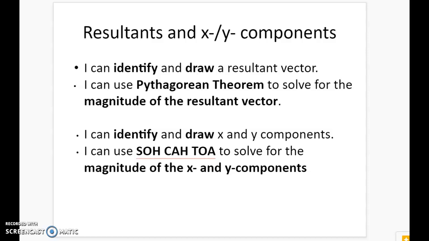Hey physics peeps, we're going to start today with finding resultants in x and y components. But this first video is going to focus on finding resultants. And what we need to be able to do is identify and draw a resultant vector, and then use Pythagorean theorem to solve for the magnitude of the resultant vector.